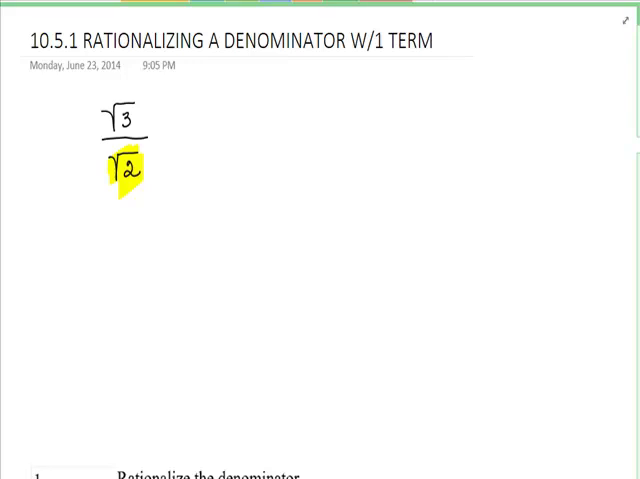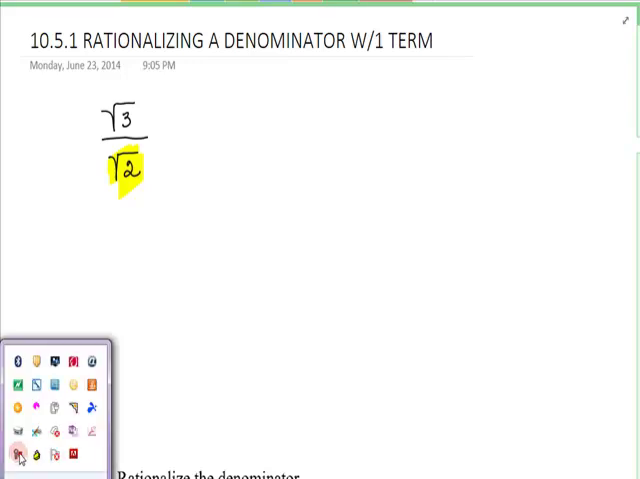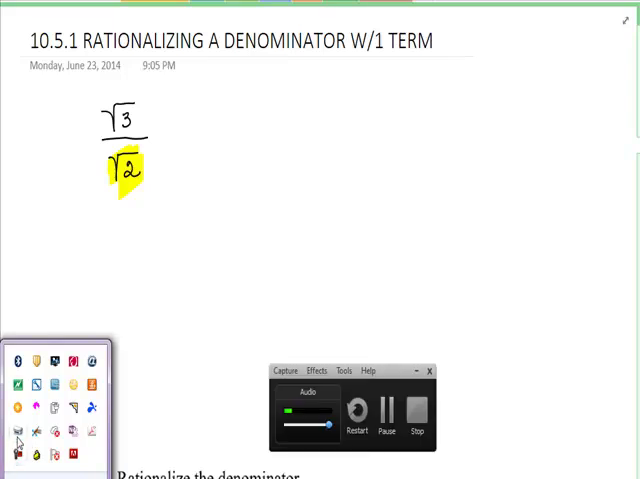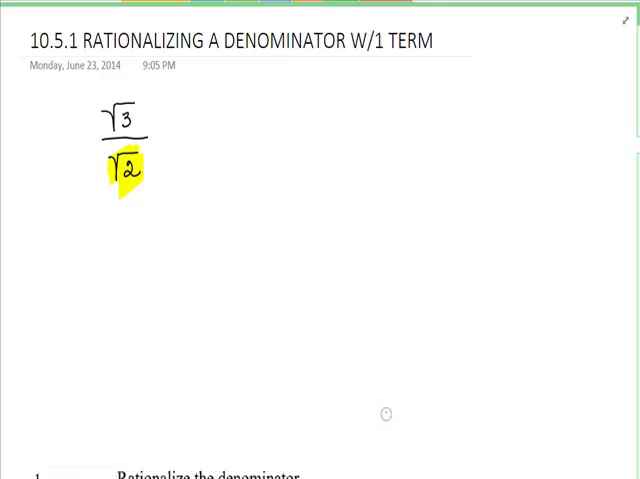This comes from a long time ago when people didn't have calculators and it was easier to do long division by a simple number like 2 or 5 rather than the decimal approximation for a radical that might have been something like 1.41796. So we wanted our denominators to be rational.